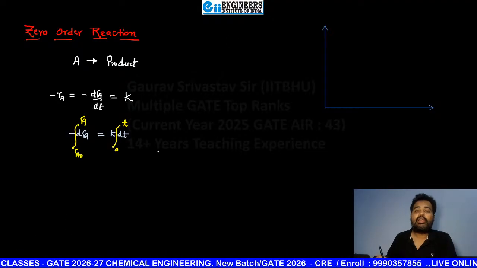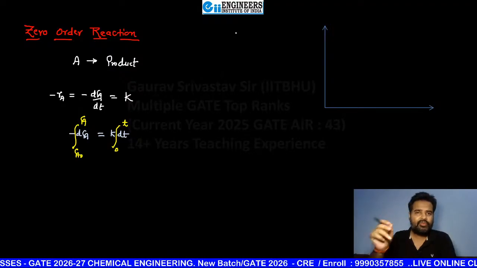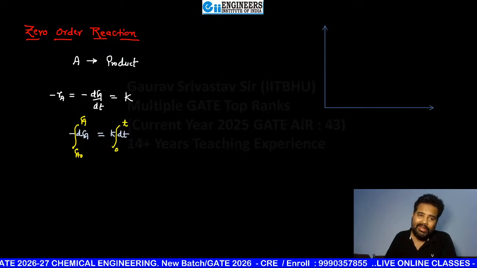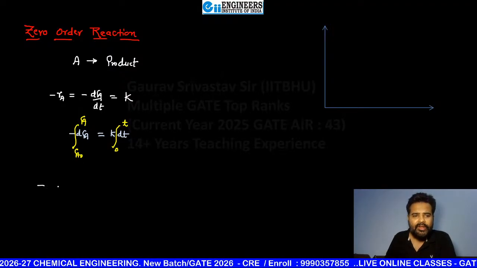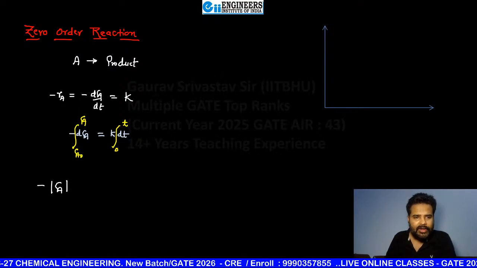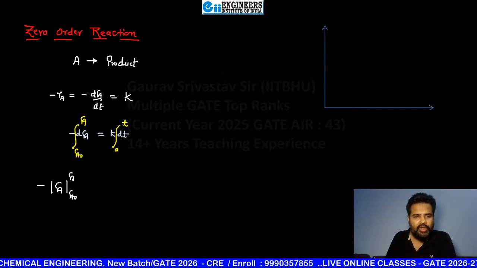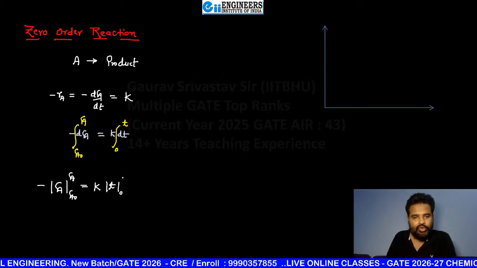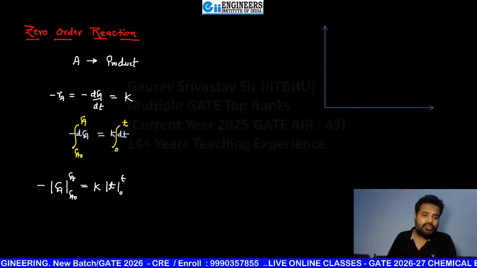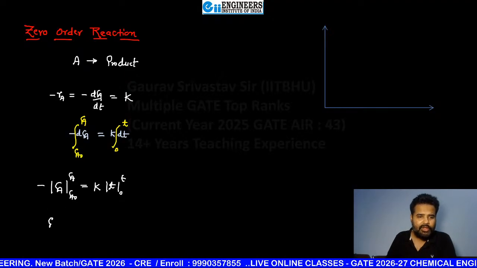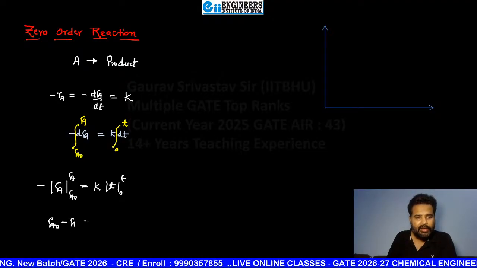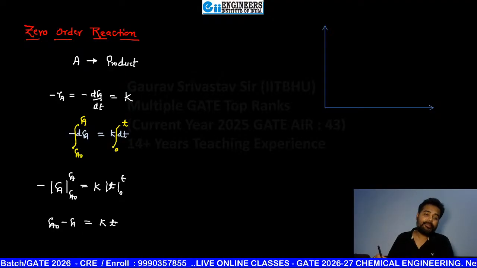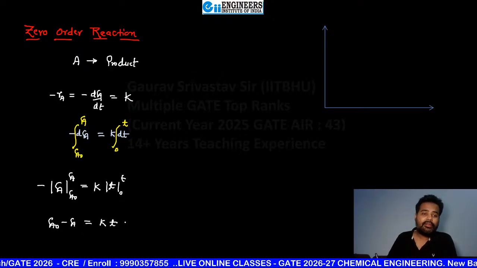If nothing is available and you integrate with respect to x, you will get x. Here 1 is available, so integrating with respect to CA, you will get CA. So minus CA with limits CA naught to CA equals k times t, with limits 0 to t. Now CA minus CA naught, with the minus sign, gives CA naught minus CA equals kt minus 0, which gives t. Is it crystal clear to all of you?